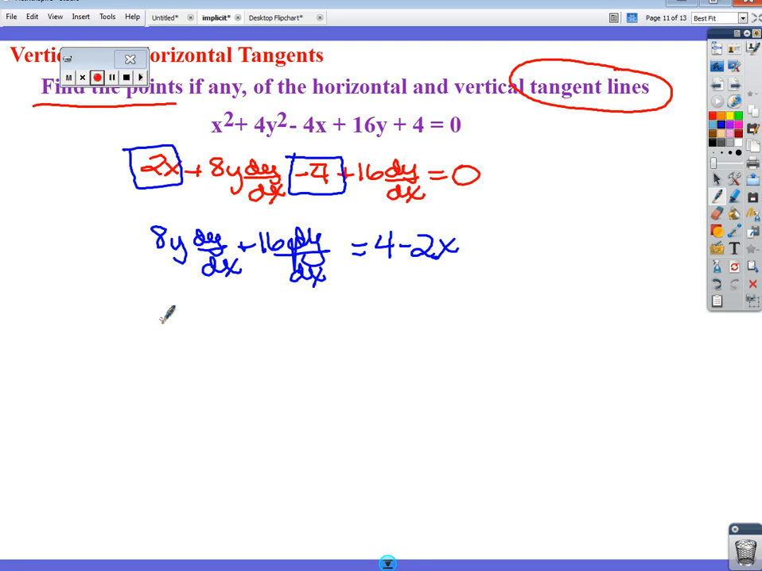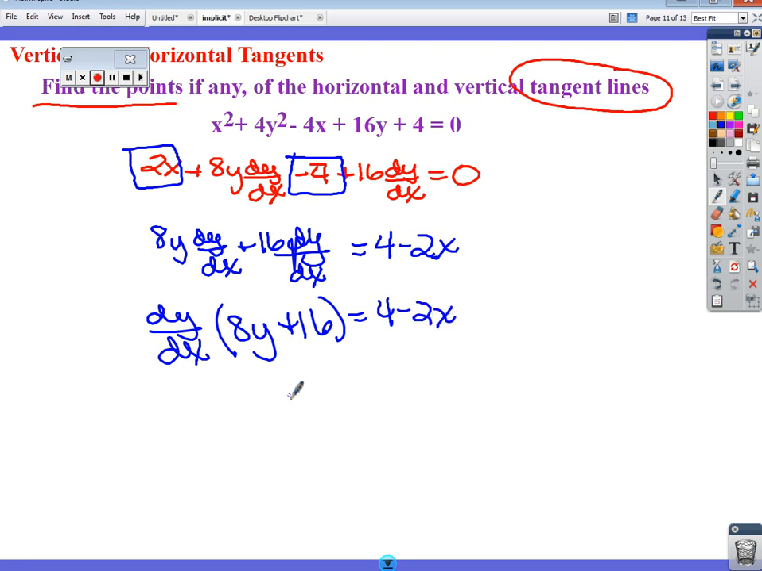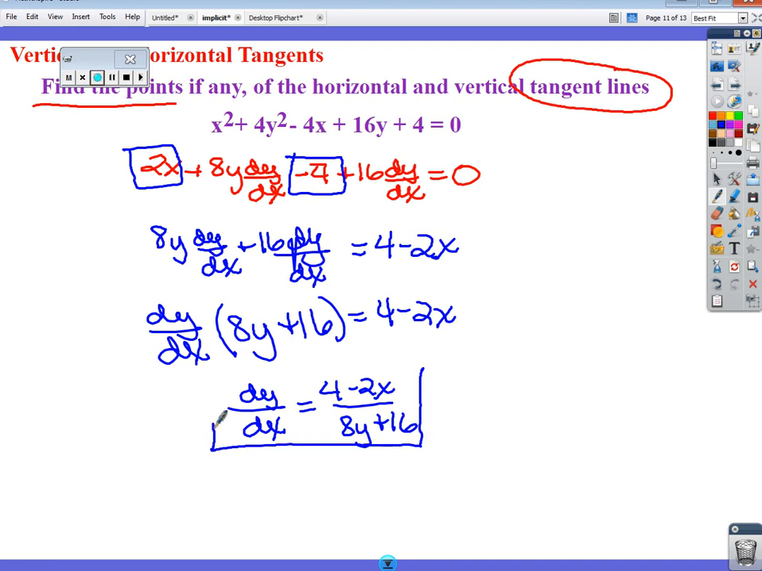I'm going to factor out the dy/dx. And now I'm finally going to solve for dy/dx by dividing both sides by 8y plus 16. So I get 4 minus 2x over 8y plus 16. This is the slope expression of the tangent line.